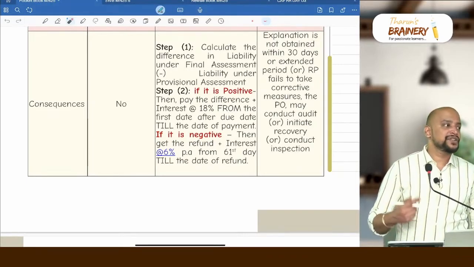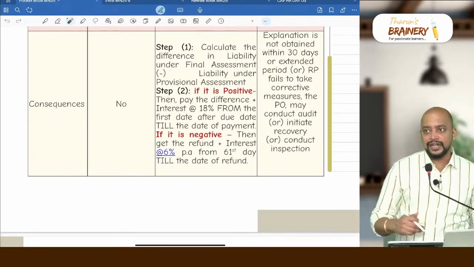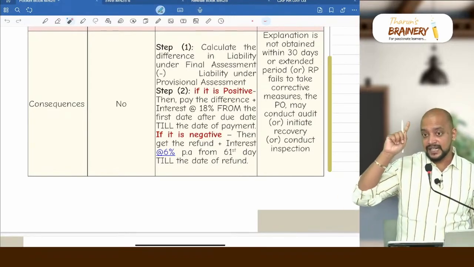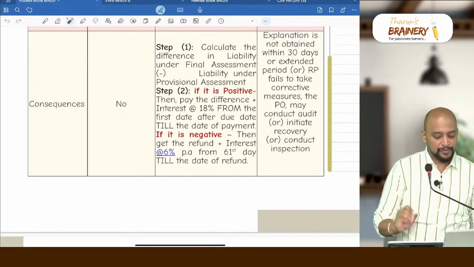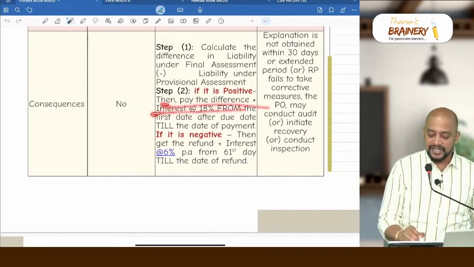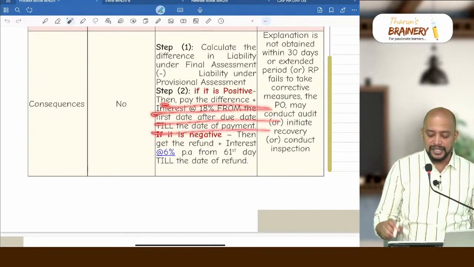And from which date to which date? From the due date till the actual date. That is, from the first date of the month in which provisional assessment is made till the date of payment of the differential amount. Then pay the difference at 18% from the first date after the due date till the date of payment.